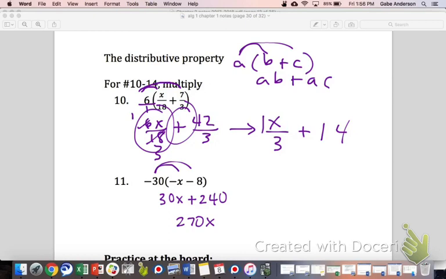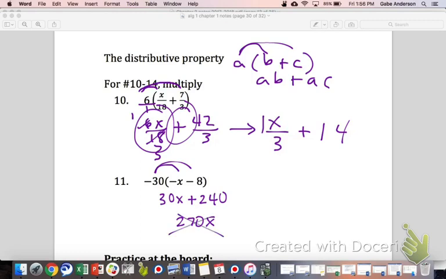But we cannot do that. Does anybody know why we cannot do that? What do you think, Kenzie? And what's the terminology we would use there? They are not like terms because both of them don't have an x. One of them does, the other one doesn't. So you can't do that.